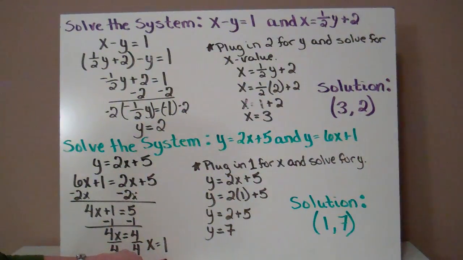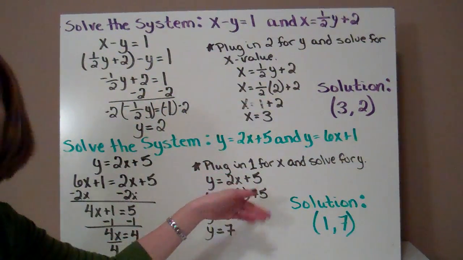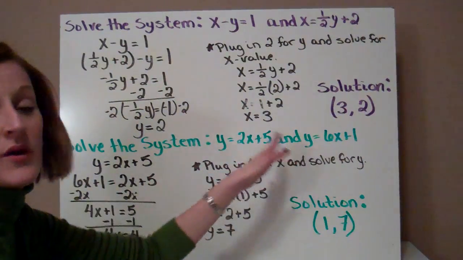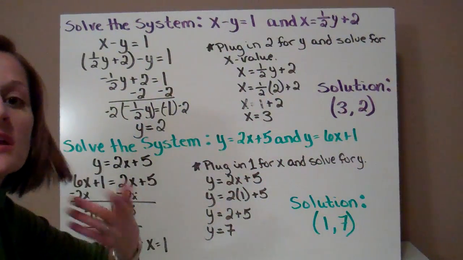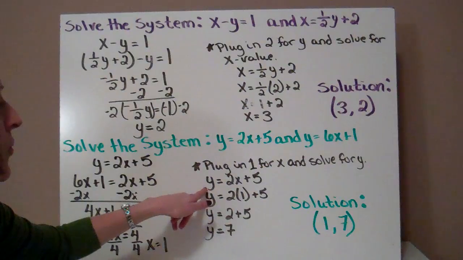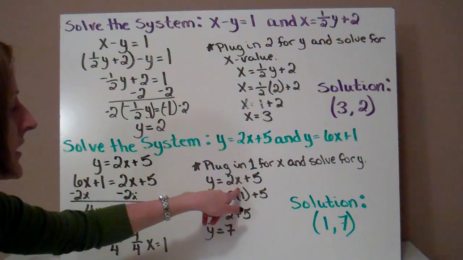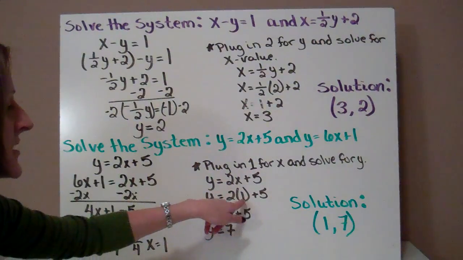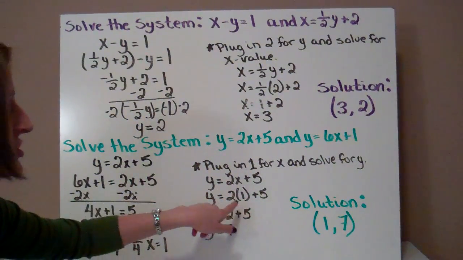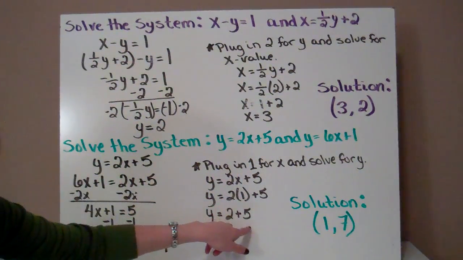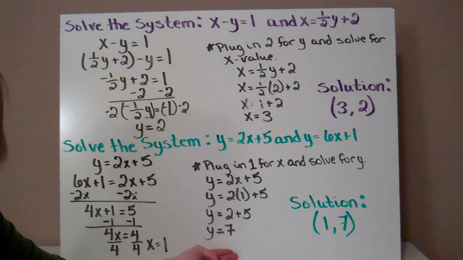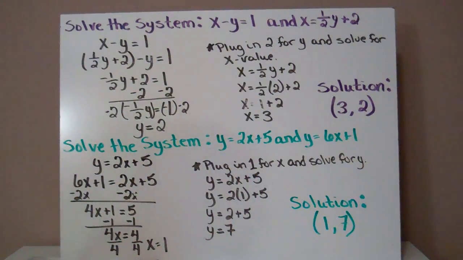Okay, now that I know x equals 1, I'm going to take that, plug it in for x into one of the equations. It doesn't matter which one, and solve for y. So, y equals 2x plus 5. I'm going to use the first one. Plug in 1 for x, so I get 2 times 1 plus 5. 2 times 1 is 2. 2 plus 5 is 7. So I have y to equal 7, x to equal 1.